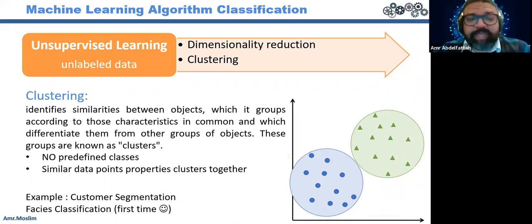So in customer segmentation, we already use unsupervised machine learning. And this has been in industry for, I think, 10 years so far. So customer segmentation is one of the big examples of the unsupervised machine learning clustering process. And in the geoscience world, we already do facies classification for the first time as an unsupervised machine learning clustering process.